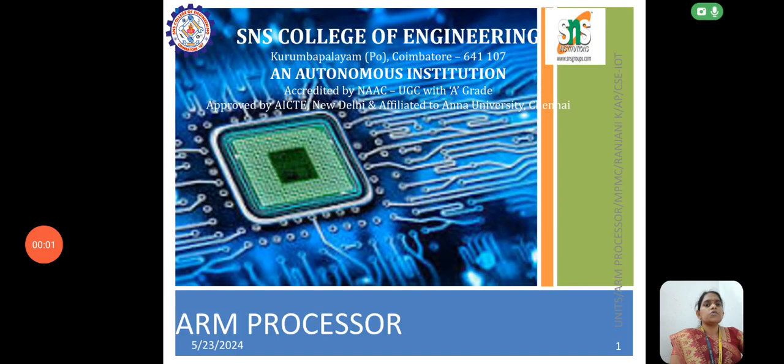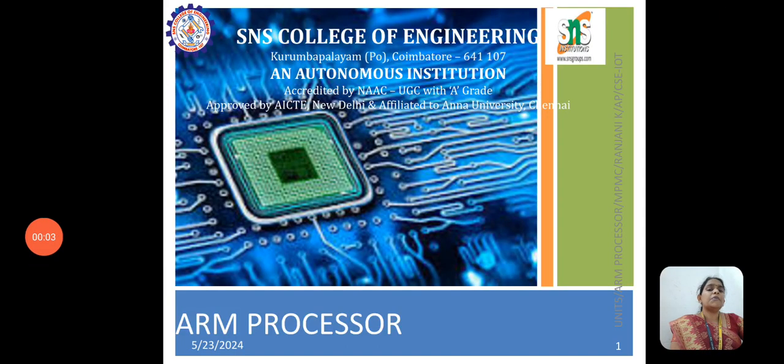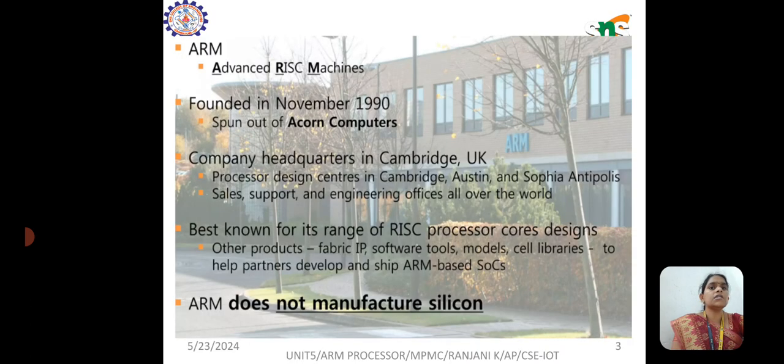Good morning, students. Today we are going to see about the ARM processor. So ARM processor is an Advanced RISC Machine. It is a 32-bit reduced instruction set computer based on load store architecture. Let us see in detail.